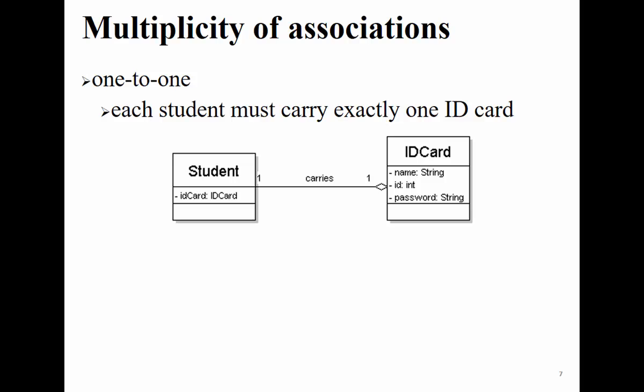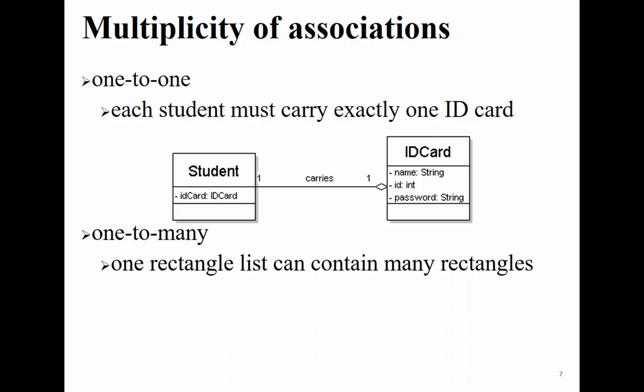Now, there is another concept about the association relations. It's very important to understand the multiplicity of these association relations. There is a one-to-one relation. We say that each student must carry exactly one student ID. This is what we mean by multiplicity. You see here there is a 1 on this side and a 1 on the other side, and the direction is from the student to the ID card. So each student in this case should carry only one ID. That is what we call the multiplicity of the association relations.